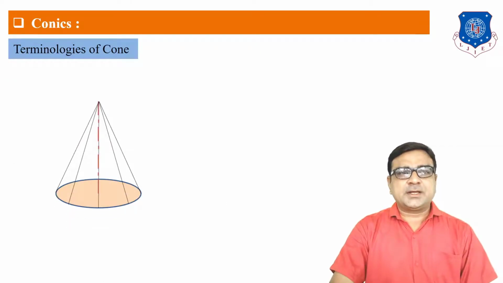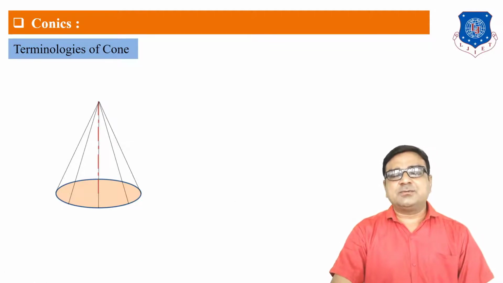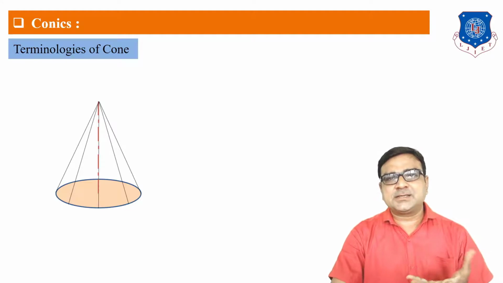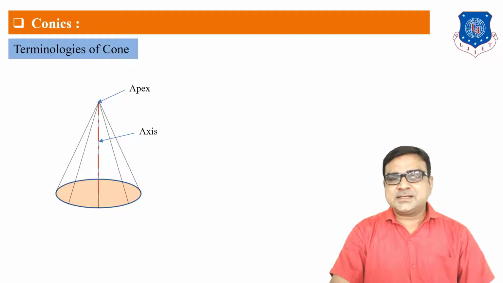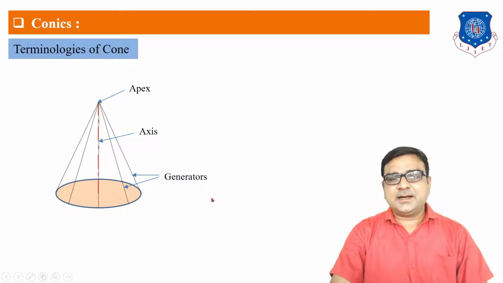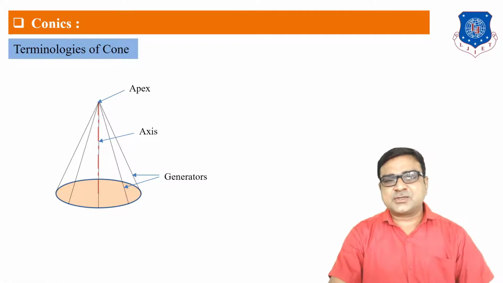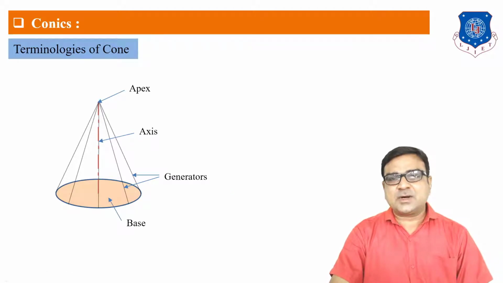Now for conics, first of all we have to understand what a cone is, or the terminology of the cone. A cone is a solid object which has a circular base and one apex. The axis of the cone passes through the apex and the center of the base. Then the lateral surface is nothing but the combination of lines from the apex to the periphery of the base. These lines are known as generators.